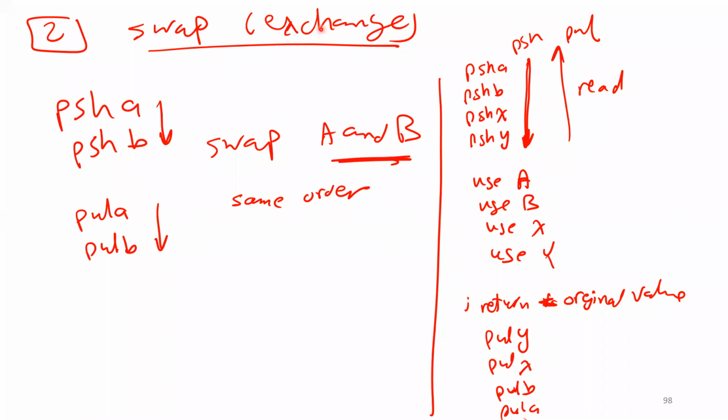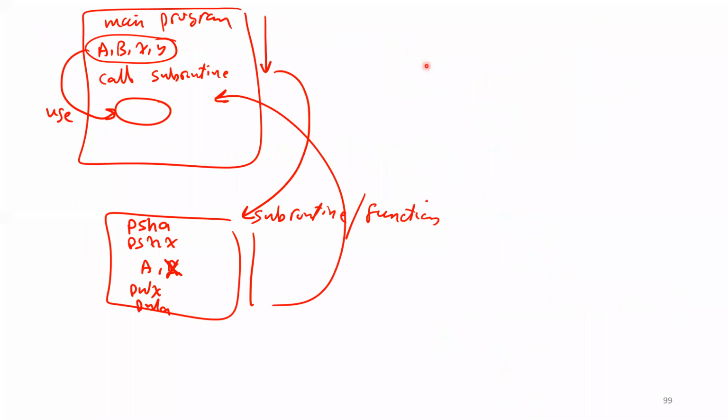So if you store something in the main program in register A, after when you call a subroutine, the subroutine is not going to change it. Okay, so you can still use the same value next, right? Is that clear, guys? Any questions?